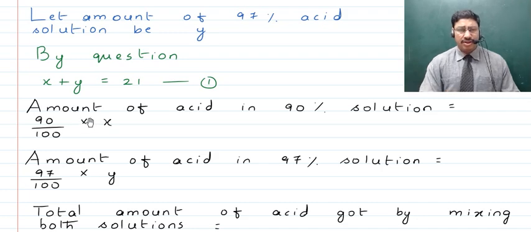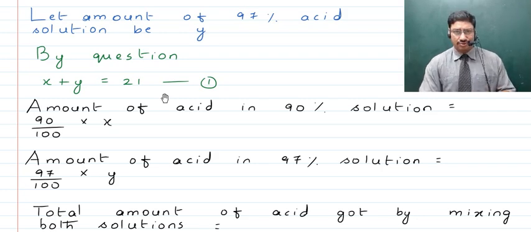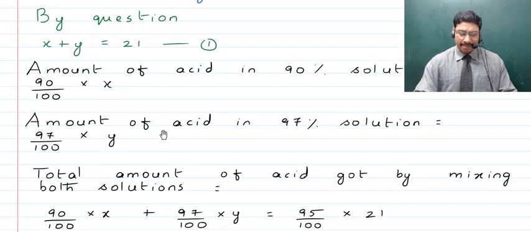Now next children, here we can talk about the amount of acid in 90% solution and the amount of acid in 97% solution. So the amount of acid in 90% solution will be 90 upon 100 into x, because x is the total amount of the solution. So this will give you in grams the amount of acid which was mixed with 10% water to give you 90% acid solution. Next, now we talk about the amount of acid in 97% solution.